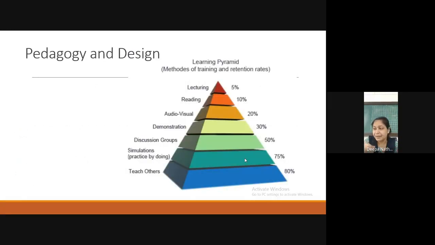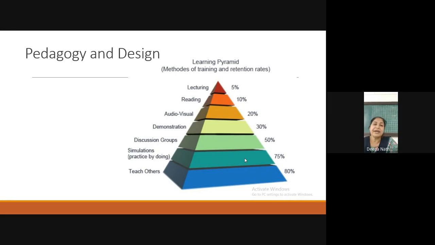Pedagogy and design. Why have I shown you this pyramid? If you come to the top of the pyramid, the methods we select in the classroom, lecturing, only 5% of the students are attentive. It's just a general research finding. 5% of the students listen to what we say in the class. If we have a reading class, 10% become more effective, because my chance is coming so I have to read that line. If you have an audio visual session, 20% of the students cater to it longer because you have audio and video and sound effects.